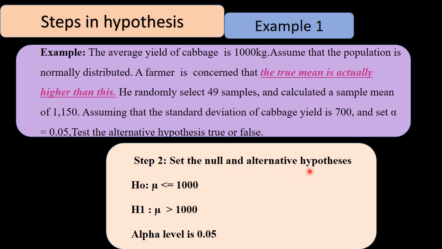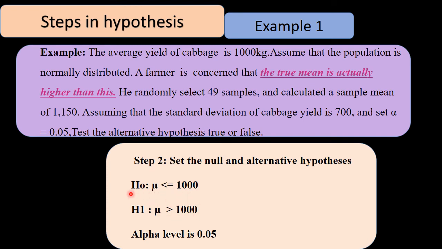We'll go to step 2, that is setting the null and alternative hypotheses. Alternative hypothesis first. It is mentioned that the farmer is concerned the true mean is actually higher than this, that means higher than 1000. The true mean should be higher than 1000.